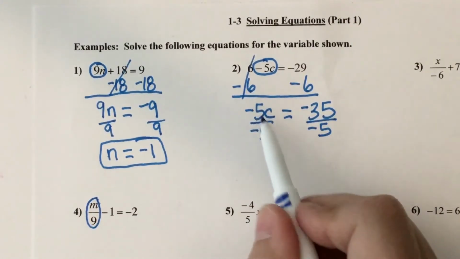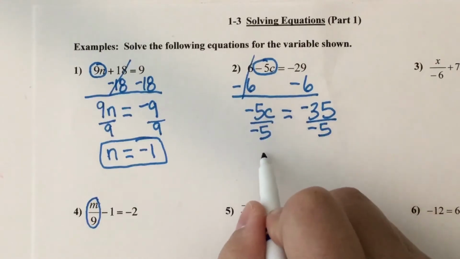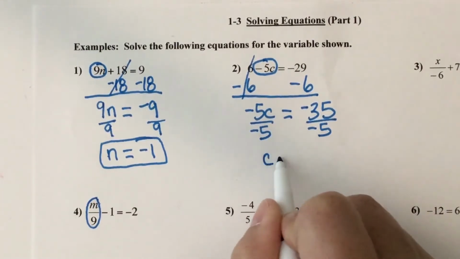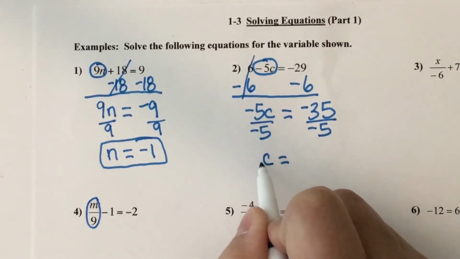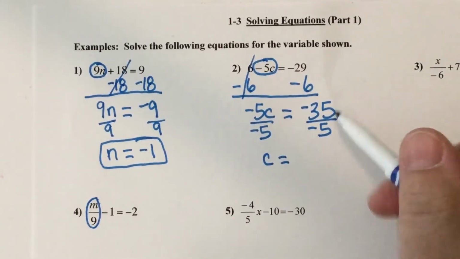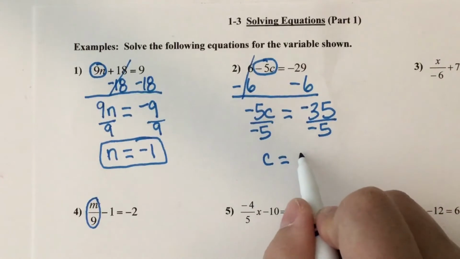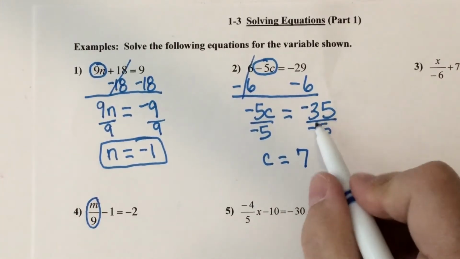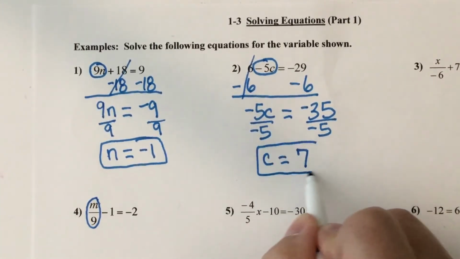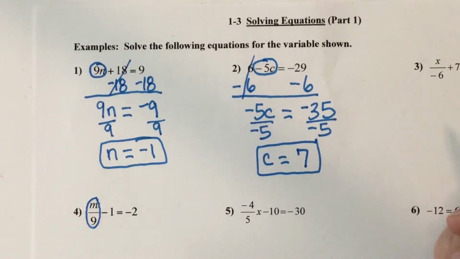That way, negative 5 divided by negative 5 makes a positive 1. And as long as it's a positive 1 in front of the c, we don't have to write it. And on this side, negative 35 divided by negative 5, that's a positive 7, because a negative divided by a negative makes a positive. And that's our answer.